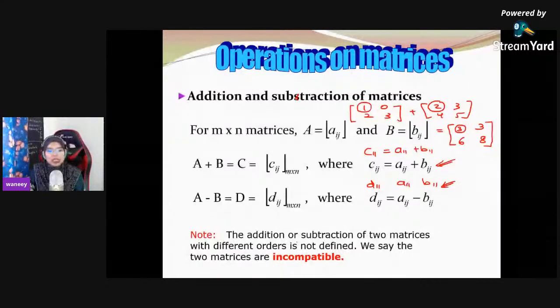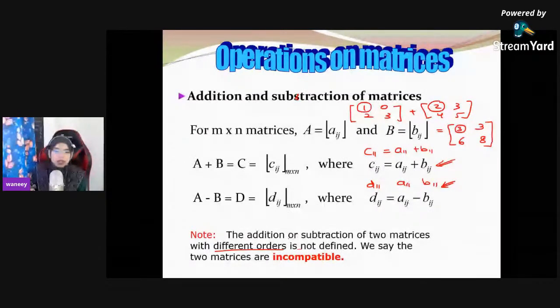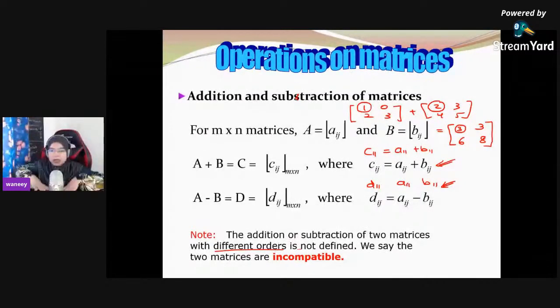Okay, so now the addition or subtraction of two matrices with different orders is not defined. We say that the two matrices are incompatible. So dia mesti kena sama order, baru kita boleh tambah ataupun tolak. Sebab kalau dia tak sama order, nanti elemen dia takkan sama kedudukan tu. Sebab tu kita tak boleh tambah ataupun tolak. Okay, so do make sure the orders are the same first before you add or subtract them.